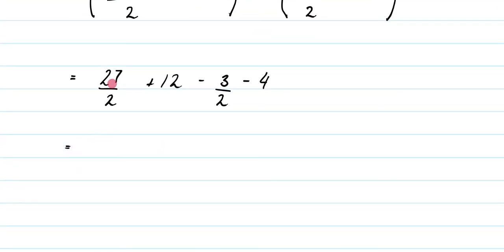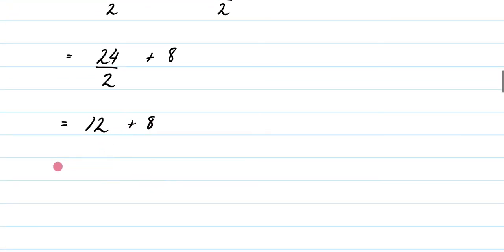I'm going to get 27 over 2 minus 3, which is 24 over 2, plus 12 minus 4, or positive 12 minus 4, which is plus 8. 24 over 2 is 12, plus 8. 12 plus 8 is, drum roll, 20. And again, I don't put units. That is my answer. Perfect. That one was a lot nicer.